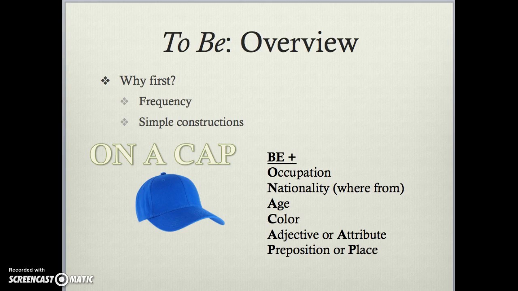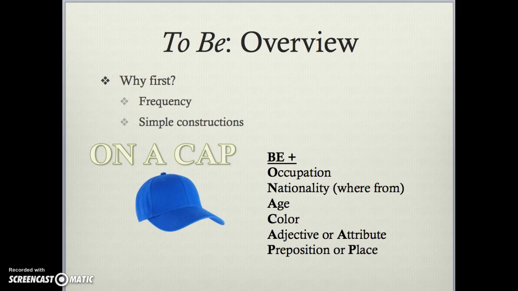At first, you might start with a basic exchange like, I'm from such and such. Where are you from? As students gain more proficiency, one mnemonic I've used to review the verb to be is ON A CAP. That is, you can connect the verb to be with words or expressions in categories that link to ON A CAP. You can have be plus occupation, nationality, age, color, adjective or attribute, preposition or place.